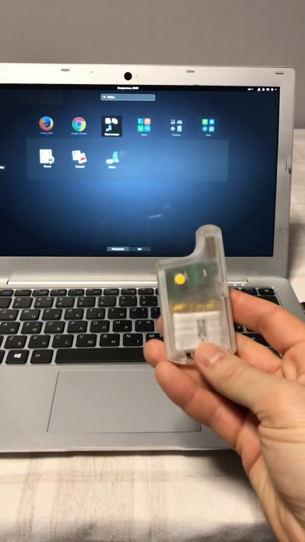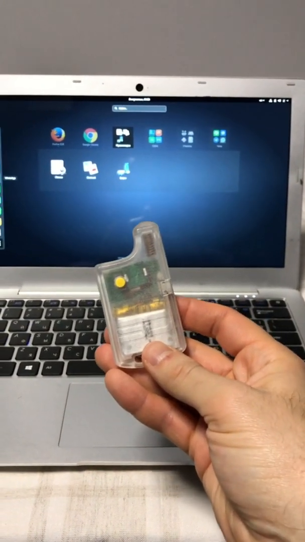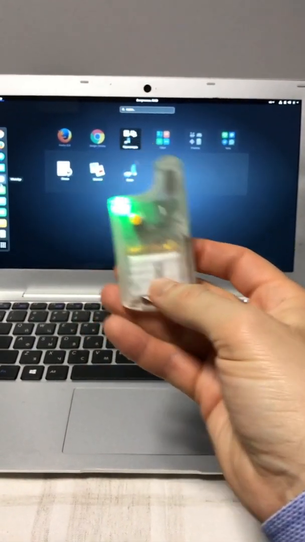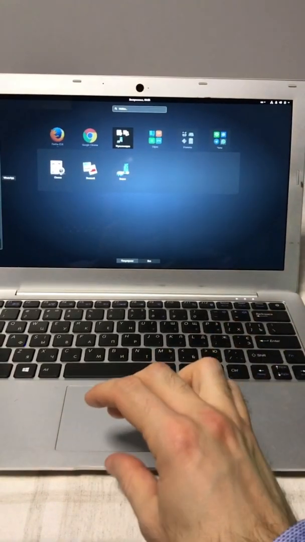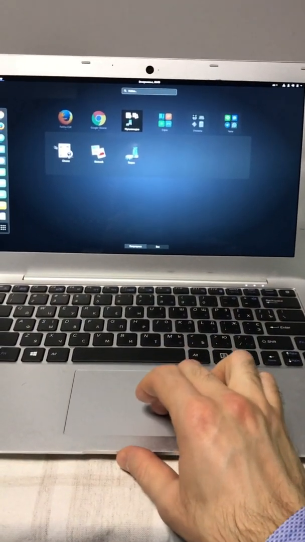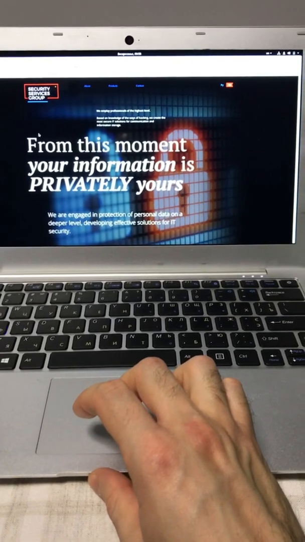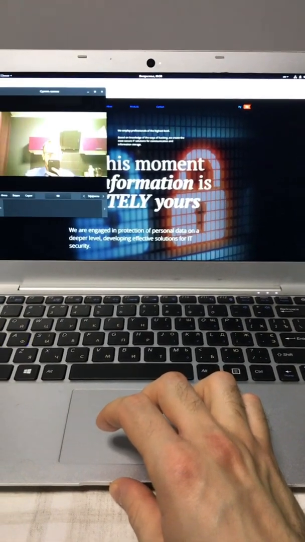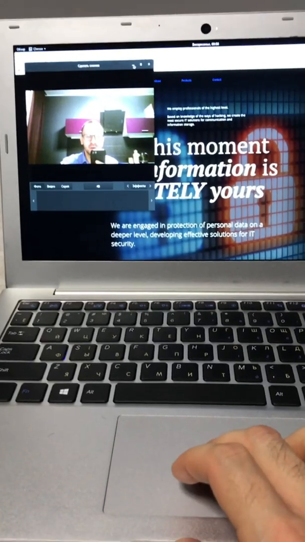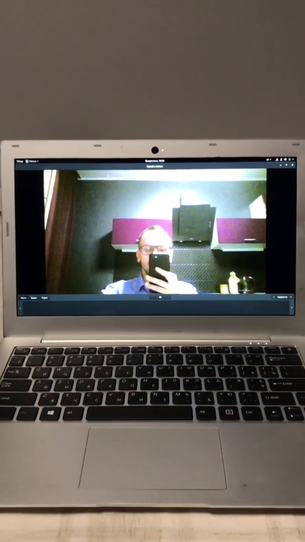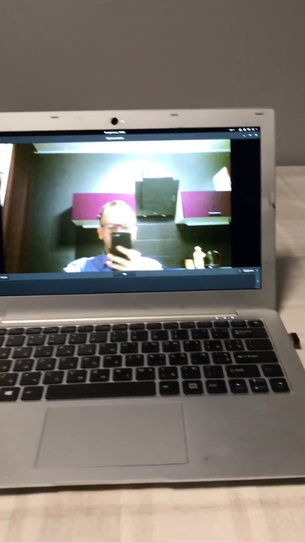Now we're waiting for the green light, permanent now, and we can switch on the camera. Yes, so we see the picture. Hello. So now the camera is working, audio is working, USB is working.